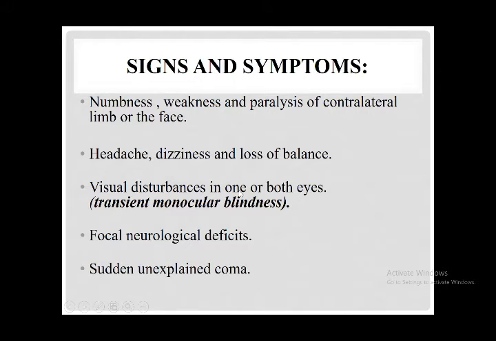Visual disturbance, in one or both eyes. Sometimes it is transient monocular blindness because of TIAs in the vascular territory supplying the optic nerve. Focal neurological deficits can be seen on examination. If you see a patient or there's a history of sudden unexplained coma, vascular events again should be ruled out, especially subarachnoid hemorrhage and intraparenchymal hemorrhages.